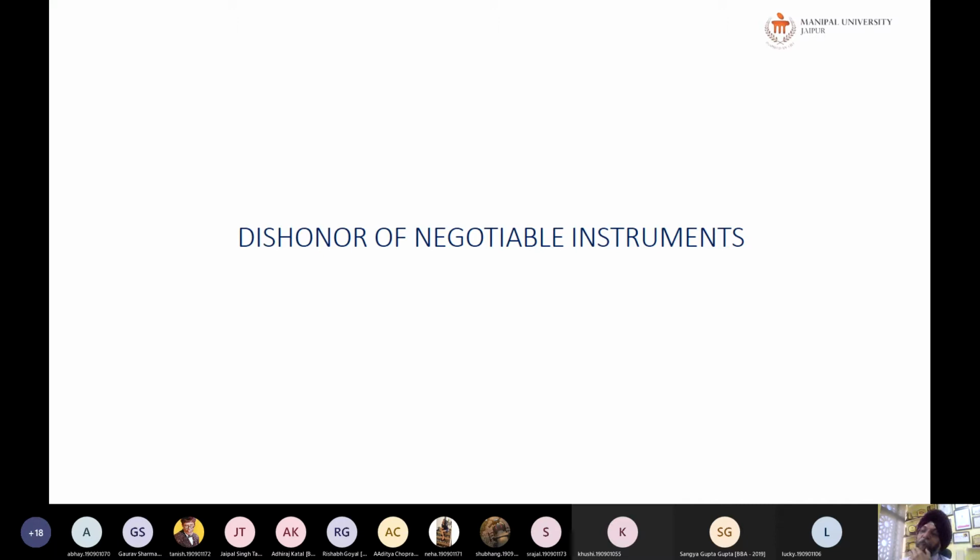Yes, come on. Tanish Agarwal. What is dishonor of a negotiable instrument? I don't have a clear idea about it, but it states that when an instrument or a decision is made, people have to be fair about it. I mean, the decision should be collective. I'm not able to express it. Anyway, you all have your own views.